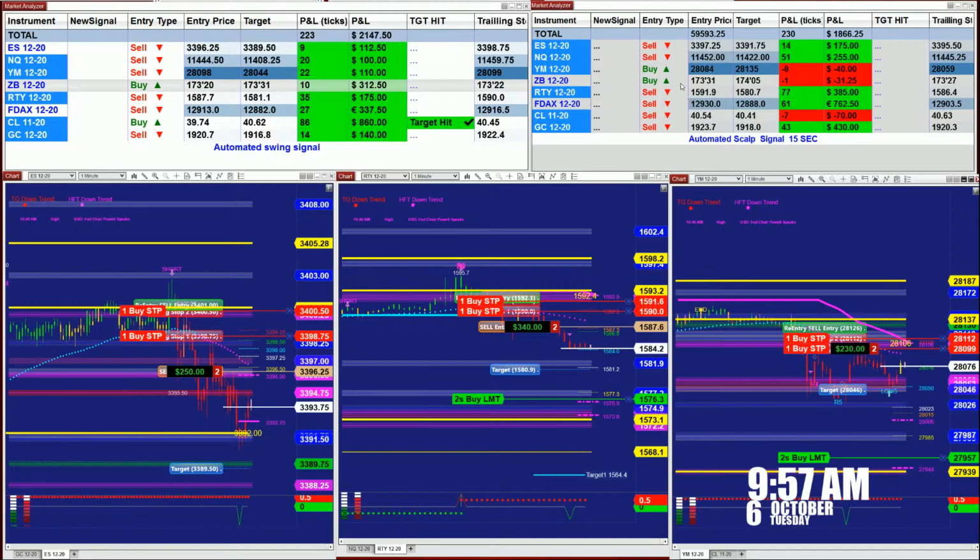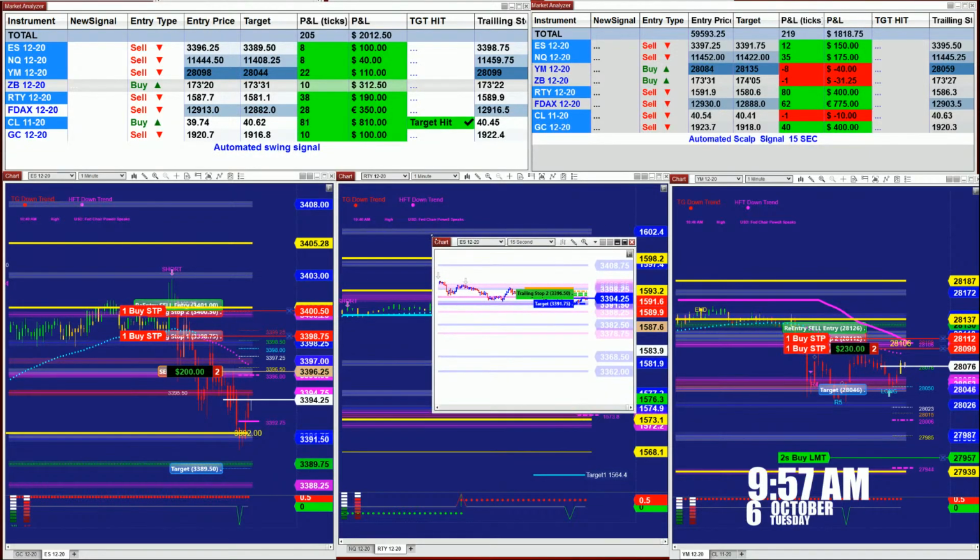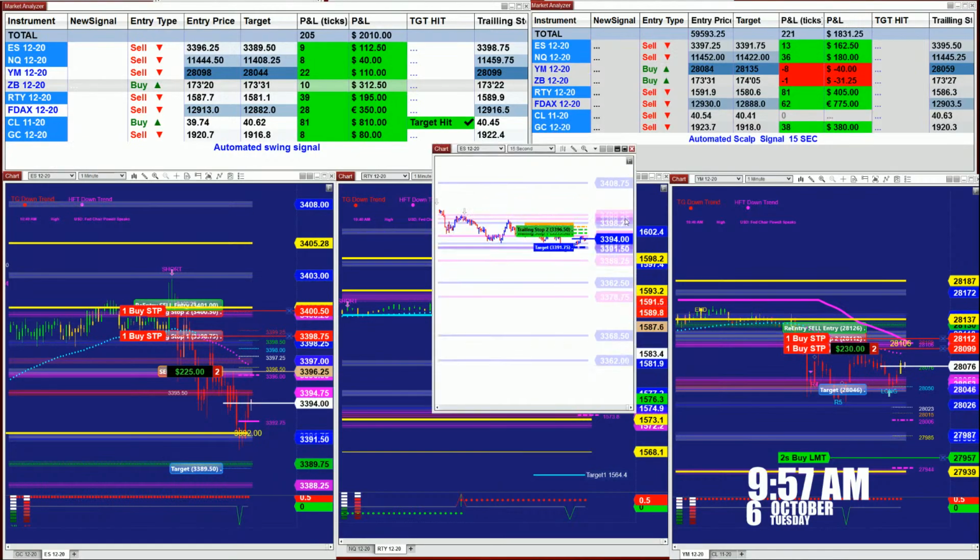On the right upper corner, this is the scalper, and on the scalper we use the 1 minute and the white chart. At the moment we don't have any trades on the white charts, but once we get some trades, we will show you the trades for the scalping.